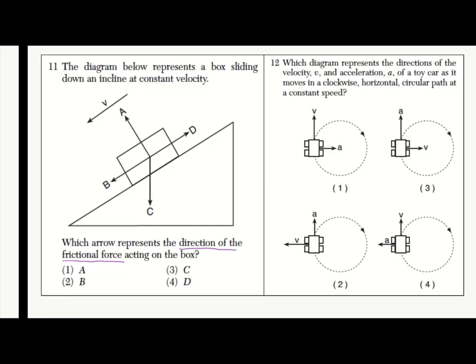Well, friction always opposes motion. So where are we going? We are going down this way. The v indicates its direction of motion. It's in the direction of B. But friction acts opposite to that, so it's got to be D.